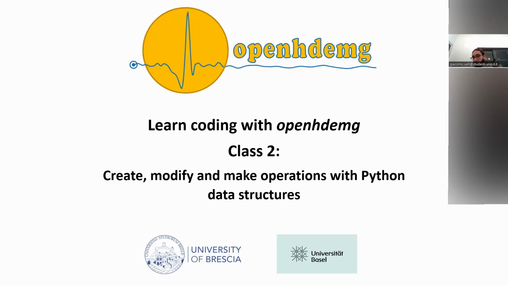Last time we looked at some basic concepts of the openhdmg library itself. We looked at how it is structured, what it can do more or less, but most important, we loaded a file, an electromyography recording with the decomposition, and we looked at the content of this file. This was important both to give you a first approach to the openhdmg framework, but mainly to introduce you to the various Python data structures that you will always need in your experience with Python and data analysis.